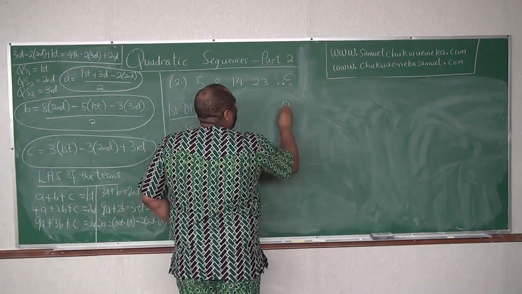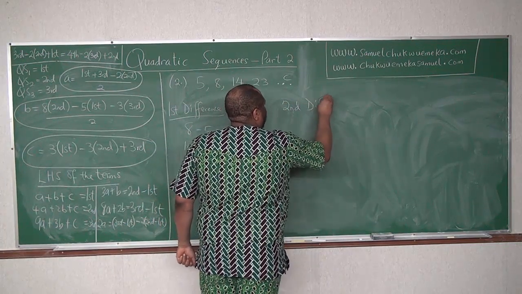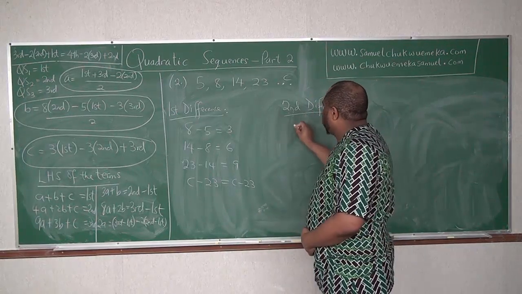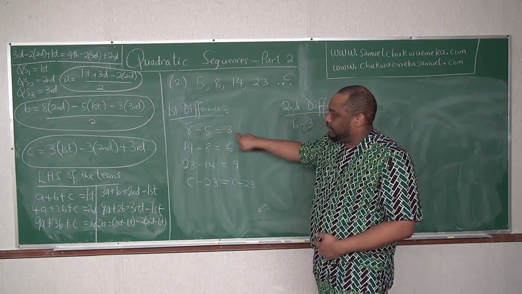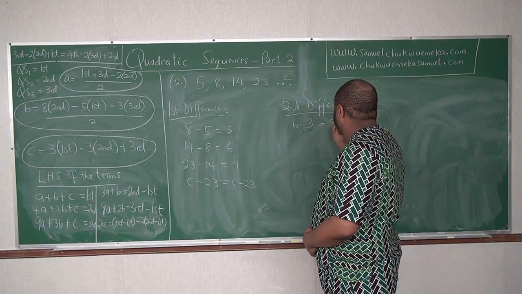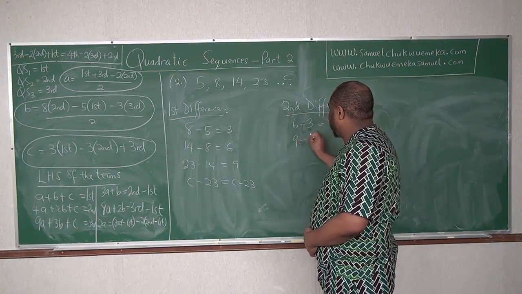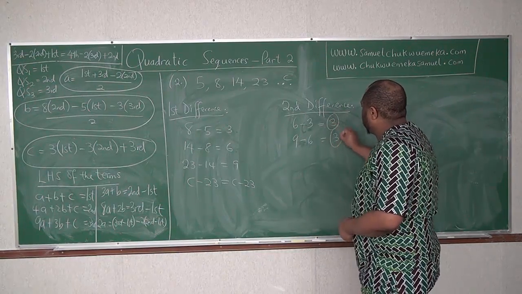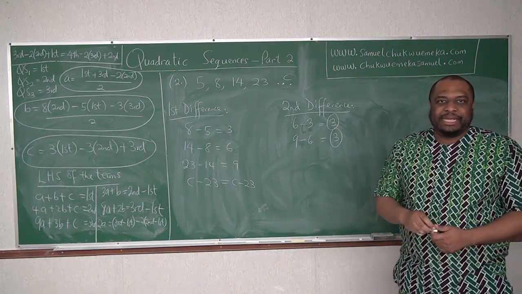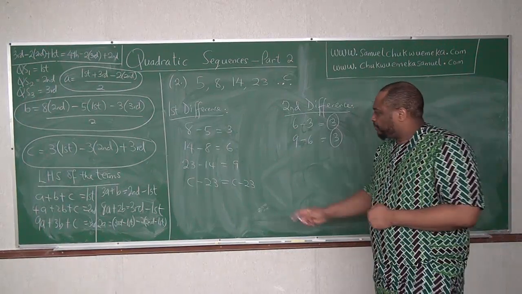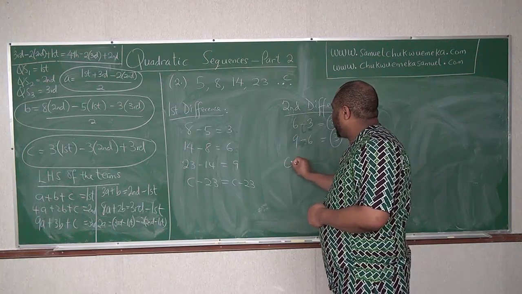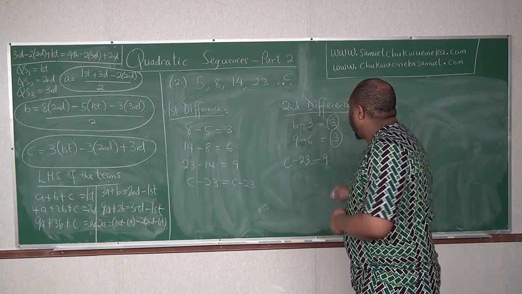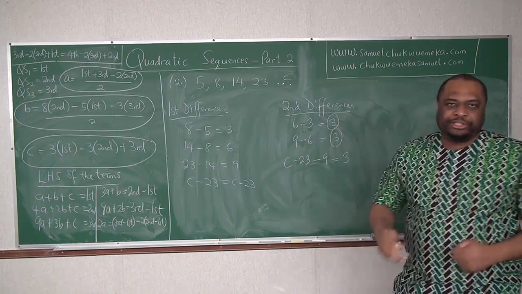Alright, so we do the second difference. We see that 6 minus 3 will give us 3. 9 minus 6 will give us 3. So you see, this is common. They have a common second difference. Now you will do C minus 23 minus 9, and that should also give us 3.